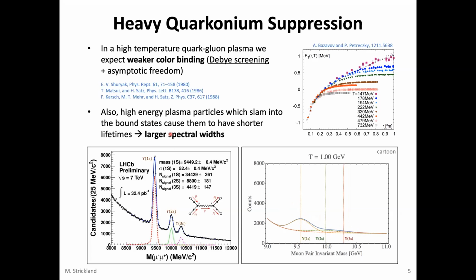These spectral widths result in medium breakup of these states. These widths are large even before you hit the official dissociation point of the state. So even at temperatures lower than the dissociation point, these states are breaking up in the medium. So this has to be taken into account.